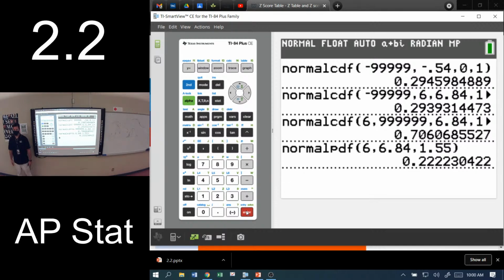Yep. So this works for the normal standard curves? Yes. So basically any one of them. Yes.